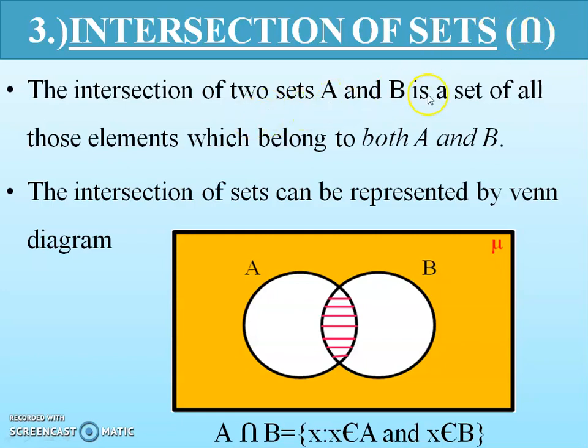If you see here, the intersection of two sets A and B is a set of all those elements which belong to both A and B. This pink section is common to A as well as B. So A intersection B means that section which is common to both A and B. By the name intersection only, we can see there is something which is intersecting, something which is common. So this is the Venn diagram here. A intersection B is equal to x such that x belongs to both A and B.